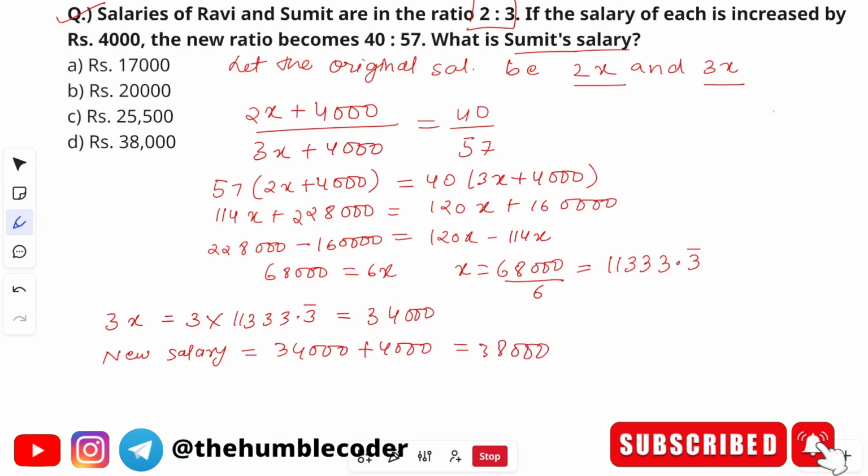Let's see if we have this option. Yes, we have 38,000 in the options. So the correct answer will be option number D. So guys, in this type of question, in your options, you might also have the option of 34,000.